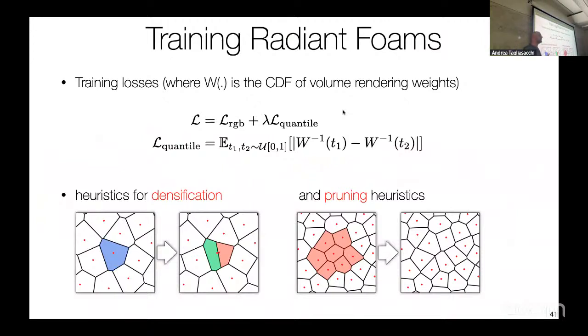Now the other bit is that, earlier I told you we work on these MCMC papers that remove the need for heuristics and for initialization, and we haven't done that yet. We were focusing on building the core representation and the core code base to do it. So we still have heuristics for densification and pruning.